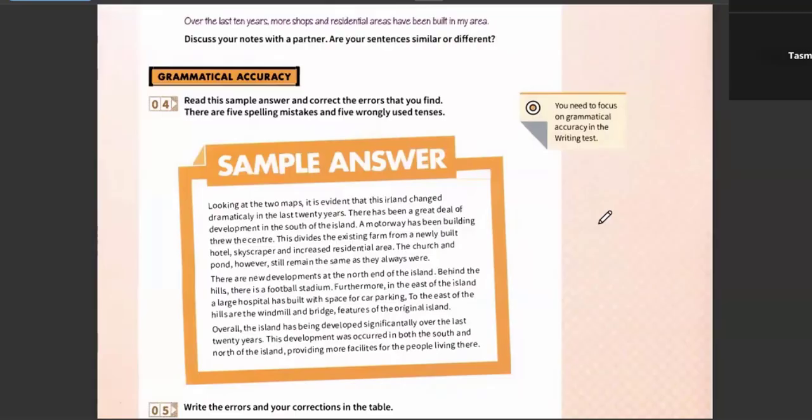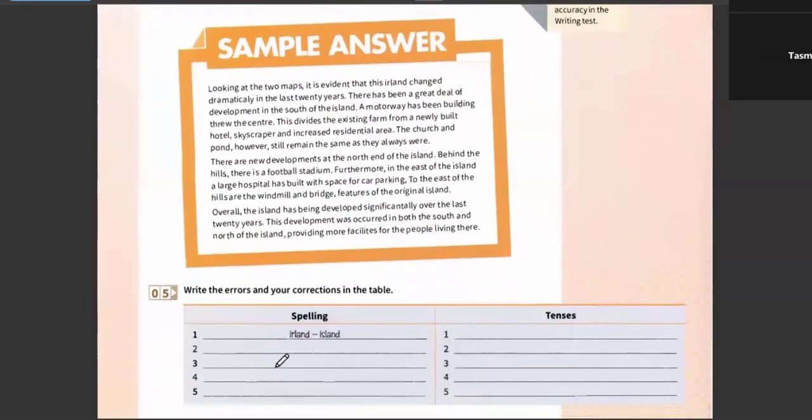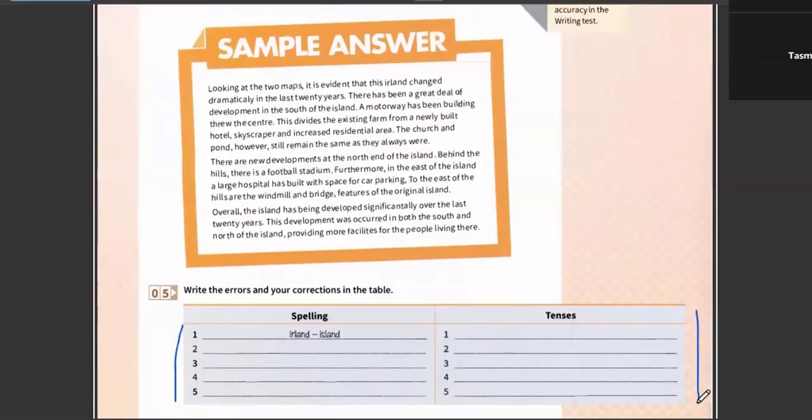Okay. So what we have to do is read the sample answer that is given here and correct the errors that we find. So there are some errors in this sample answer. To be specific, there are 5 spelling mistakes and there are 5 wrongly used tenses. So grammatical mistakes are there, and 5 spelling mistakes are there. What we have to do is read through the sample answer and find out the 5 spelling mistakes and fill these in, and find out the 5 tense mistakes and fill them in.